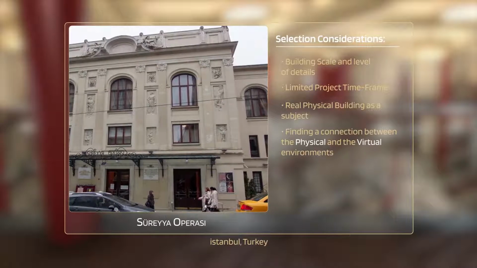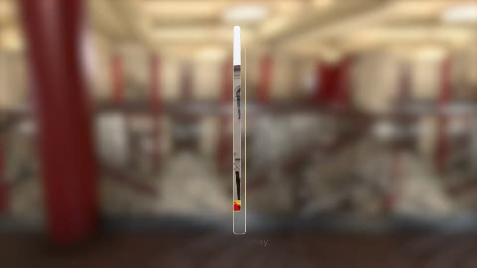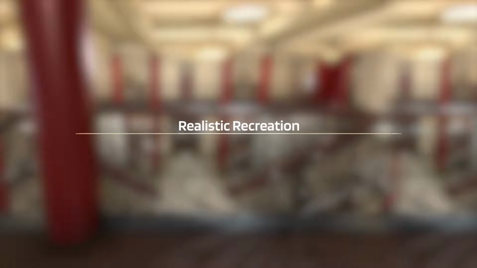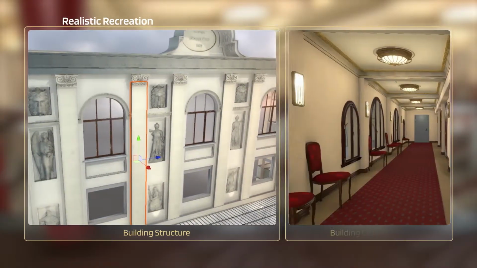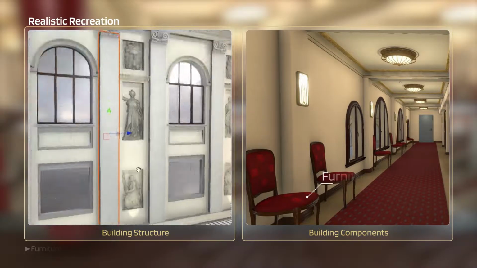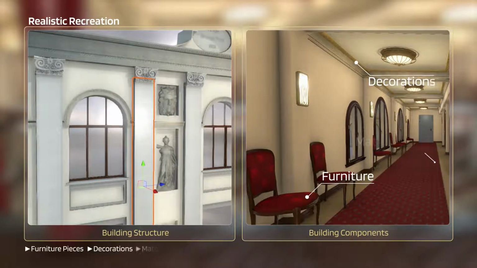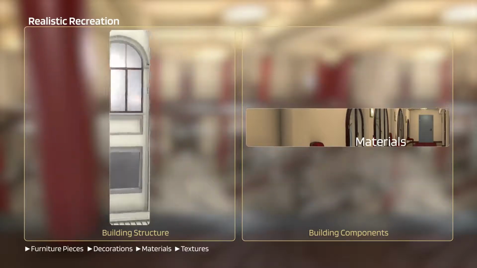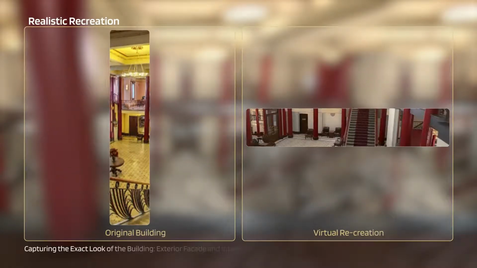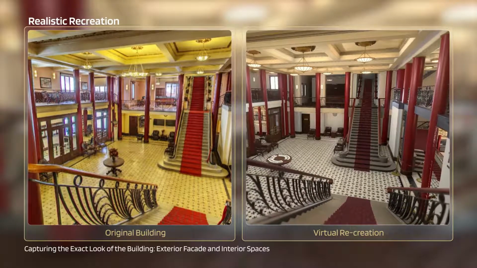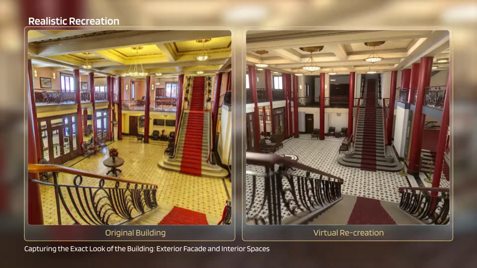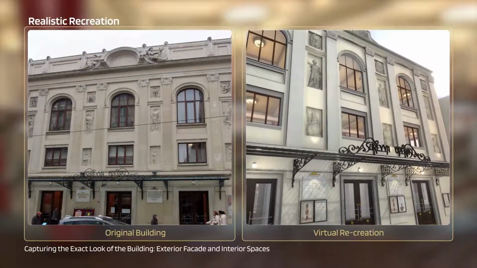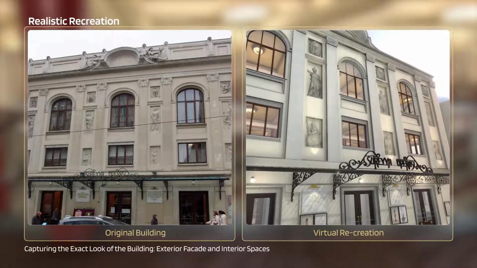The attempted realistic recreation of the building involved working on the structure of the building itself, as well as all the elements it contains: furniture pieces, decorations, materials, and textures. Copying the exact look of the building exterior and interior space is an important consideration for the original concept. This was also considered during the user participation experiment.